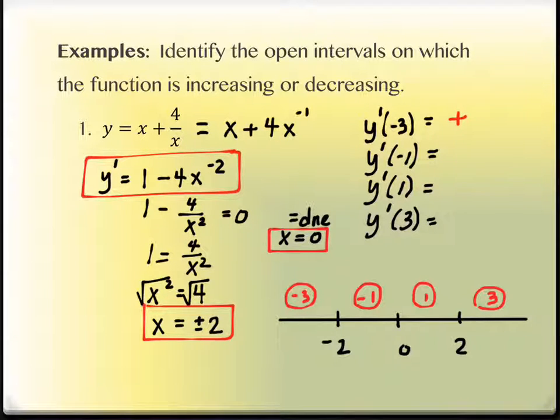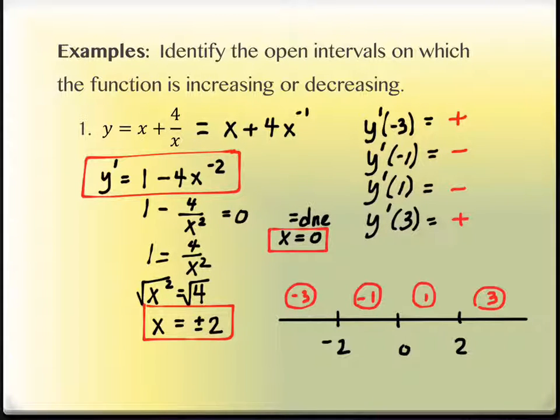So when we plug in -3, what do we get? Positive. When you plug in -1, what do you get? Negative. When you plug in 1, what do you get? Negative. And when you plug in 3, what do you get? Positive. Okay, did everybody get those signs? That's really important. The signs are the important thing here.